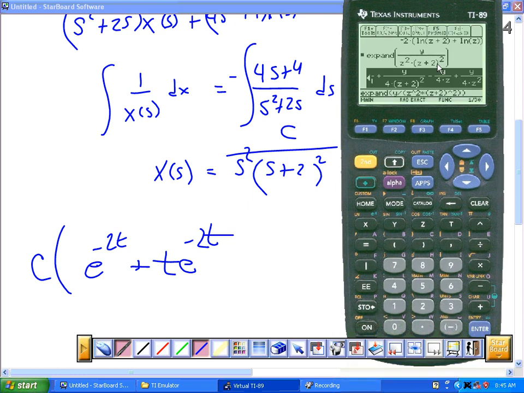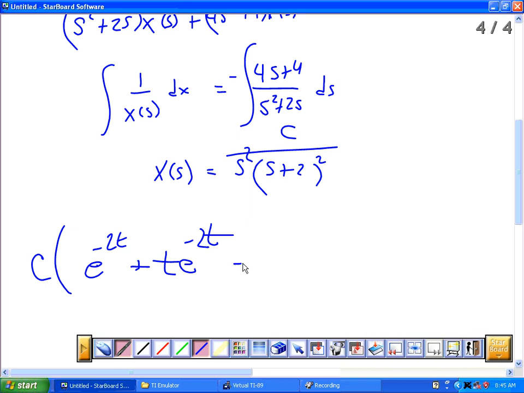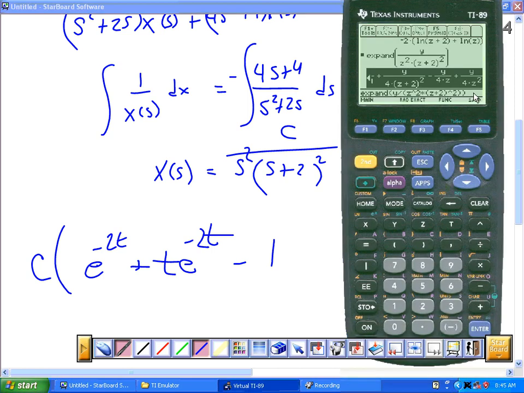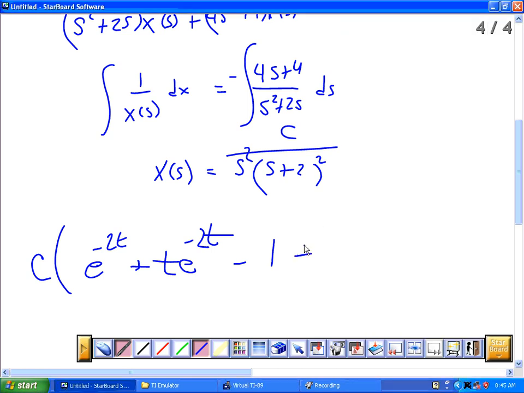And then, see this constant over s, that's of course just 1, so it's minus 1, again, times the constant here. And then the last one, of course, is over s squared, which is t, so plus t. And this is our function, x is a function of t now. Okay? So that's basically the gist of the hardest part, honestly. The hardest part is making sure you collect your like terms.